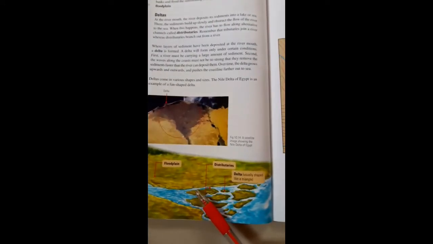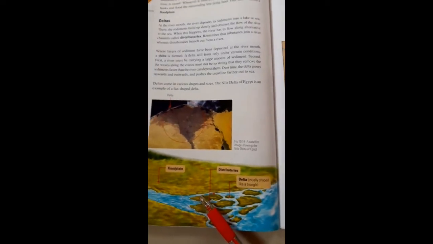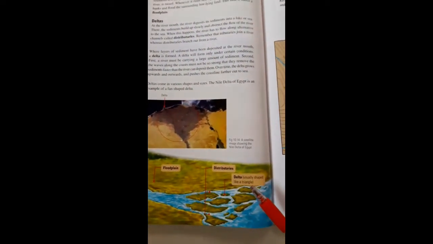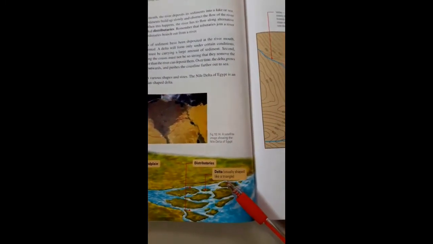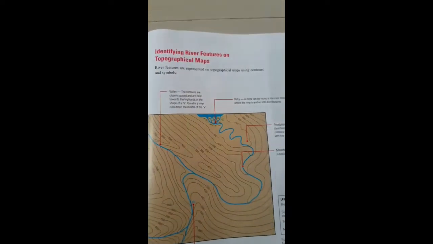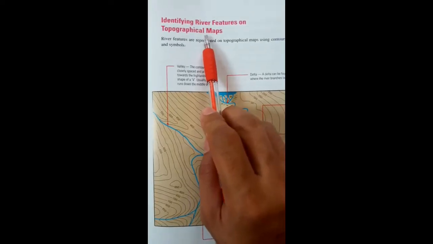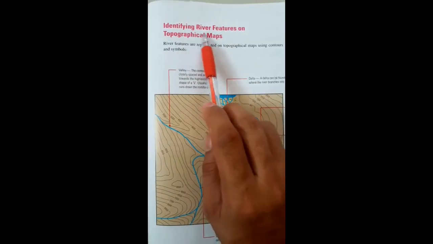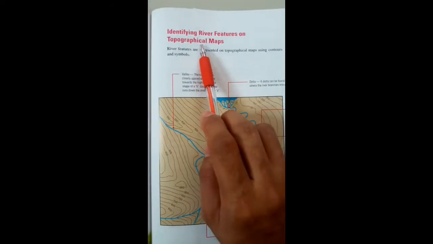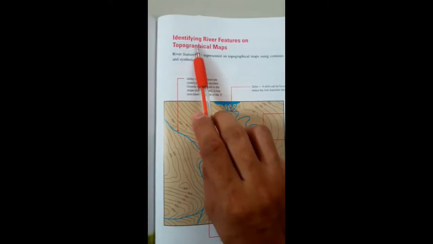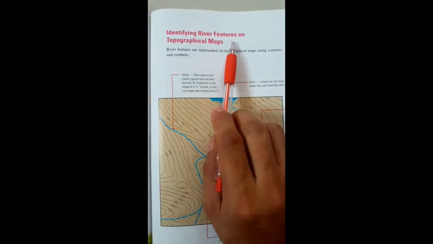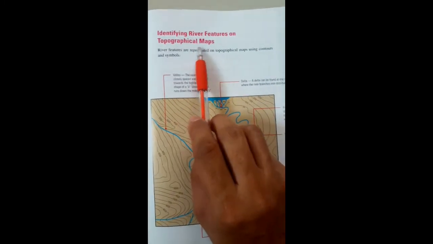Okay, I believe that you did not miss any of the features of rivers here. Let's proceed to our new topic today, and that is identifying river features on topographical maps. Again, identifying river features on topographical maps.